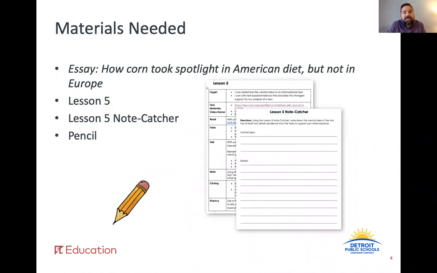All right, time to get some materials for today's daily lesson. You're going to need your copy of the text, which is called Essay, How Corn Took Spotlight in American Diet, but Not in Europe, your copy of lesson number 5, and the lesson number 5 note catcher, as well as a pencil. Go ahead and pause the video here and make sure you have everything for today.